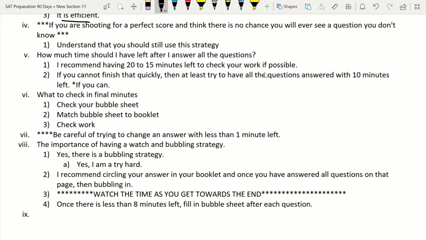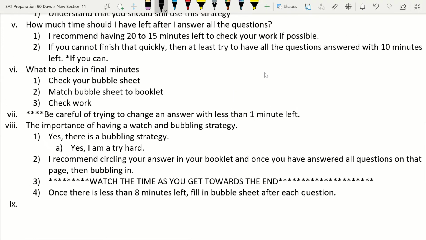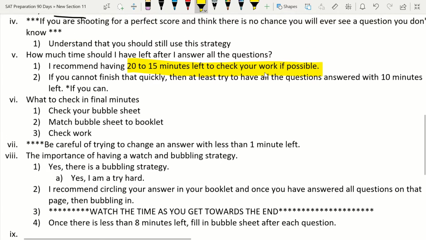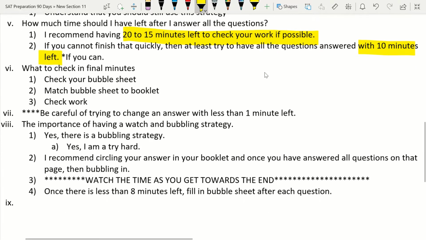So how much time should you have left after answering all the questions? For this one, you have a total of 55 minutes on the SAT math with calculator section. You should try to aim to have about 15 to 20 minutes left at the end to check your work if possible. Now, obviously, if you can't finish that quickly, then at least try to have all your questions answered with 10 minutes left. Because that would be ideal. That way you can go back and check any of them you were unsure of.